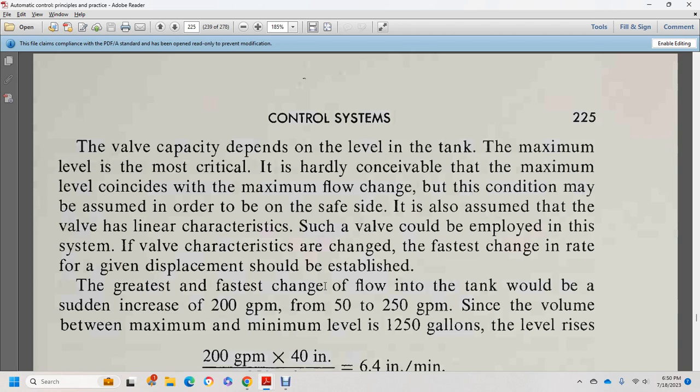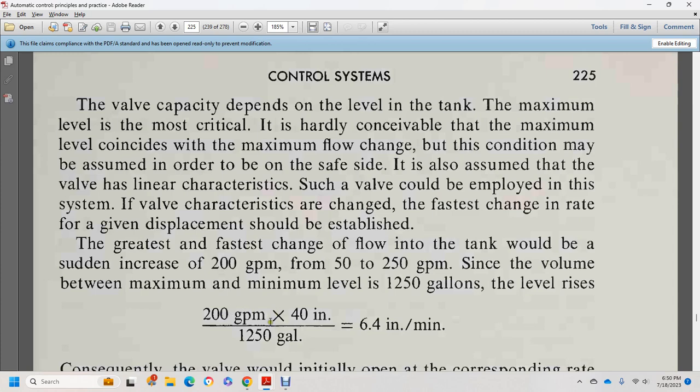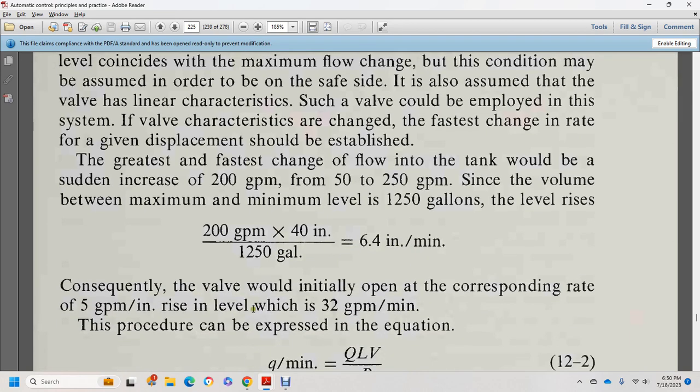The valve character should be compared for the fastest change at a given displacement. The greatest and fastest change of flow in the tank would be a sudden increase of 200 gallons per minute, from 50 to 250 gallons per minute. Since the volume between the maximum and minimum level is 1,250 gallons, the level rises by 200 gallons per minute times 40 inches over 1,250 gallons, which is equal to 6.4 inches per minute.